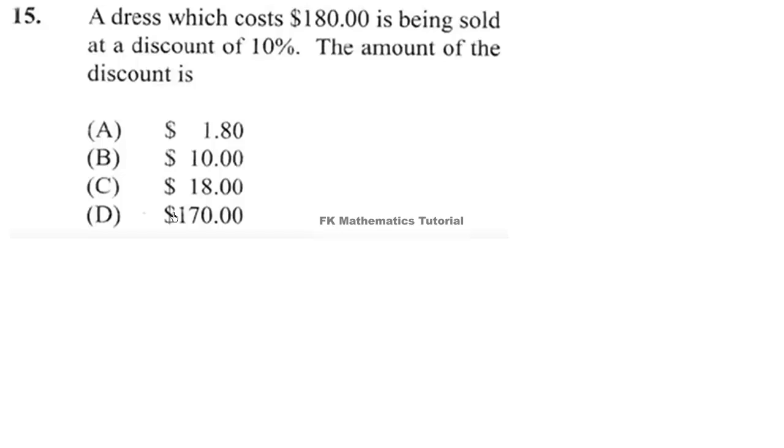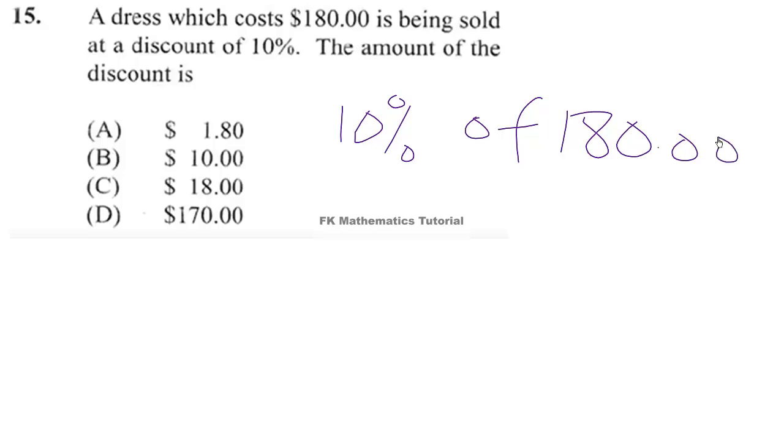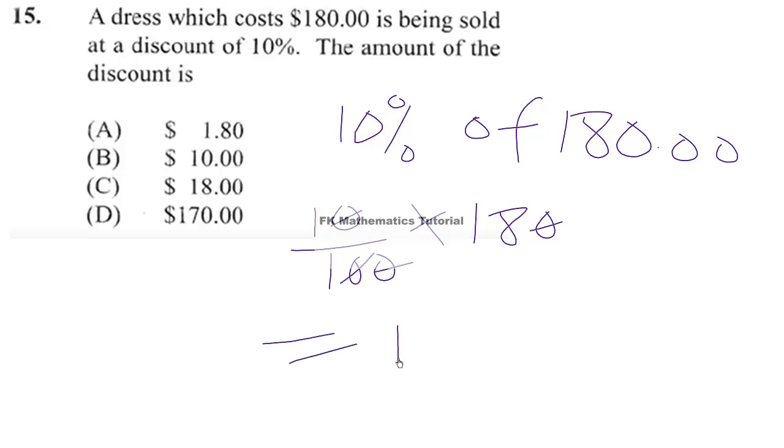A dress which costs $180 is being sold at a discount of 10%. The amount of the discount is, so 10% of 180. So this will be equal to 10 over 100 times 180. So that will be equal to $18. So option C is correct.